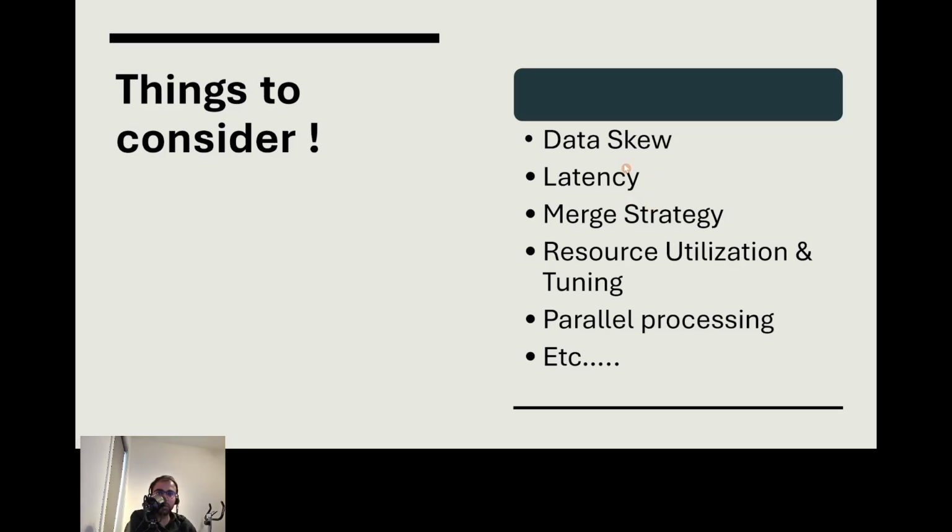Few of them are data skew: ensure your data is evenly distributed for efficient processes. Merge strategy: choose it wisely based on your data size and the change rate. Latency: if you have fast updates, choose the approach that suits best for your processes. Parallel processing: make sure you use it to speed up your load. Resource utilization: be mindful of your resources. You don't want to exhaust them.